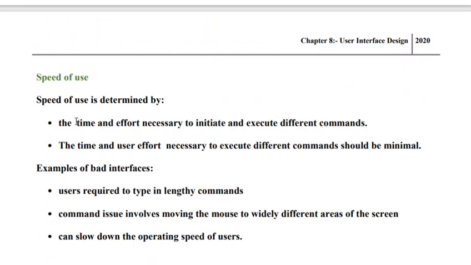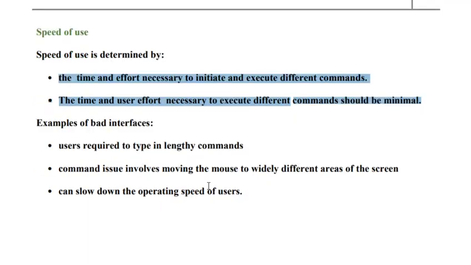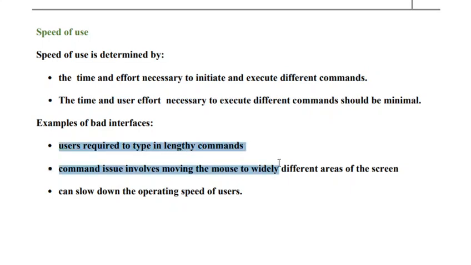Now, speed of use. Speed of use is determined by the time and effort necessary to initiate and execute different commands. The time and user effort necessary to execute different commands should be minimal. So less time should be required for the command issue procedure. Examples of bad interfaces are those where users are required to type in lengthy commands, or where command issue involves moving the mouse to widely different areas of the screen, which can slow down the operation speed of the user. It's very important that we focus on speed of use because the usability of the software system heavily relies on it as well.